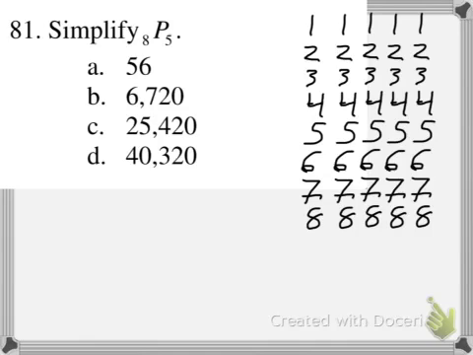It would become very time consuming to try and count out all the different possibilities, so we are not going to do that. And you can also tell it would be very time consuming just by the fact that the lowest number we have is 56, and then the next ones are 6,000, 25,000, and 40,000. So we're going to use one of the buttons on the calculator to help us with this.